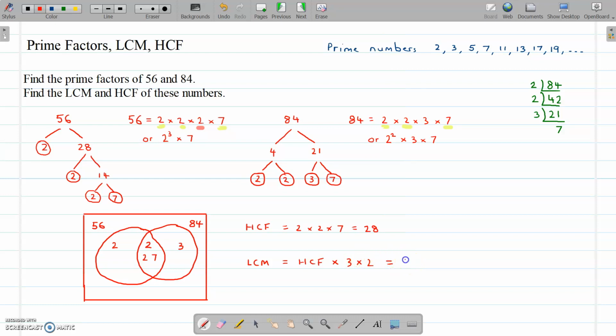So what does that mean? What does the lowest common multiple mean? Well, it means that 168 is the lowest number that will divide by 84 and by 56. That's what it means. So that's the answer to the LCM, that's the HCF, and that is the prime factorization of each number. Hope that was helpful. Take care.